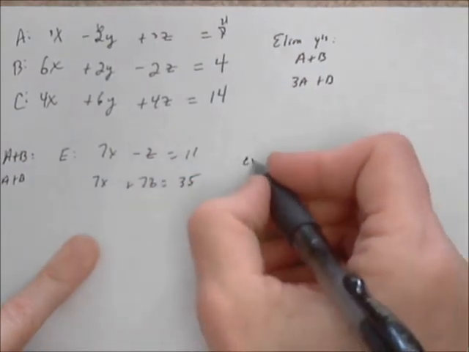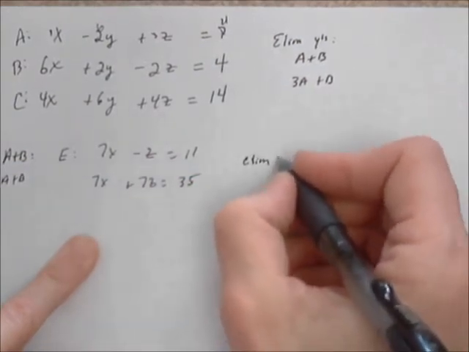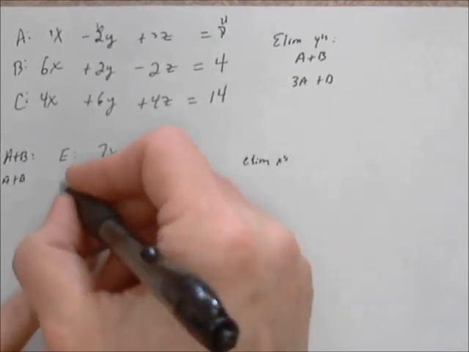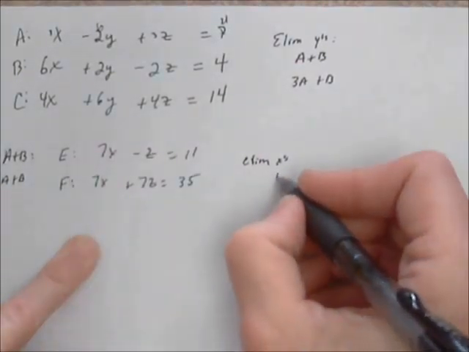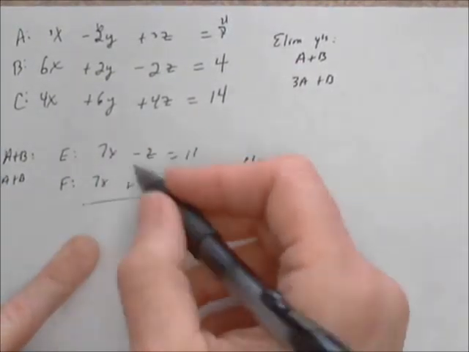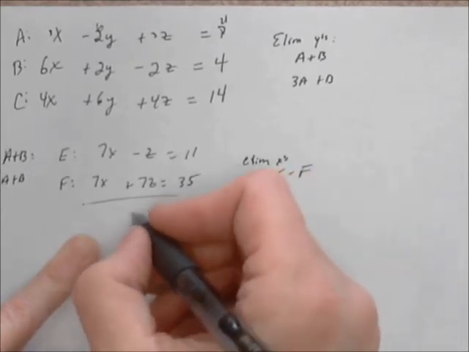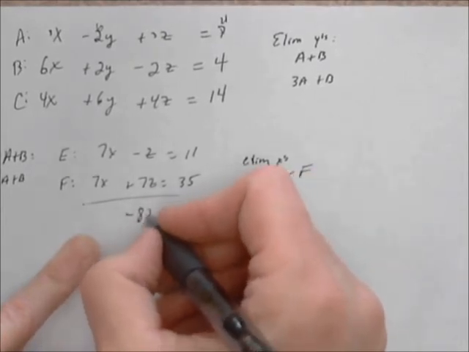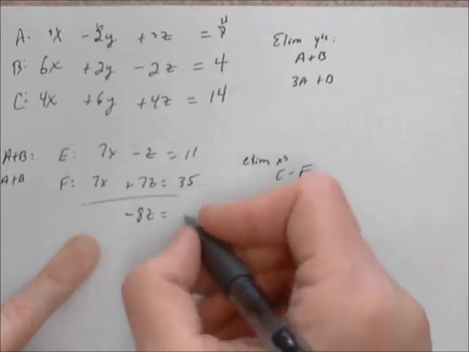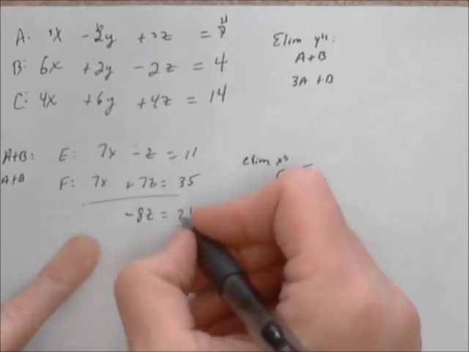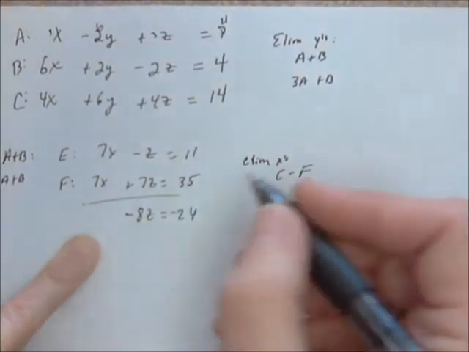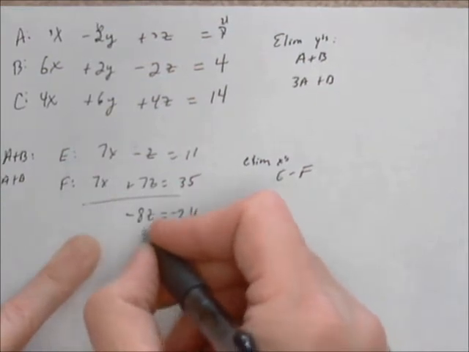I'm going to eliminate the x's by subtracting, I'll call this equation F, E minus F. So when I subtract those two, it looks like I get negative 8z is equal to negative 24. So z looks like it's 3.